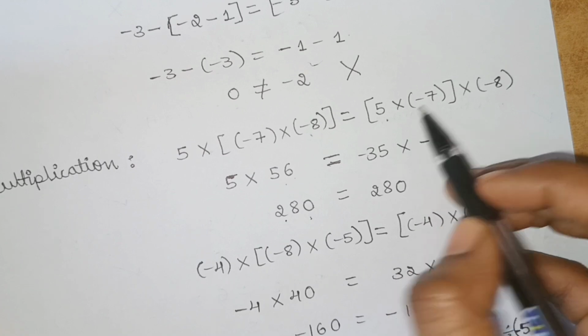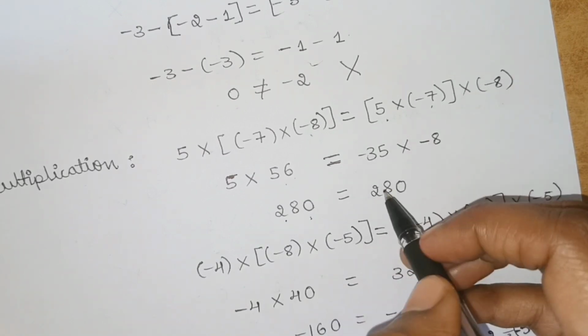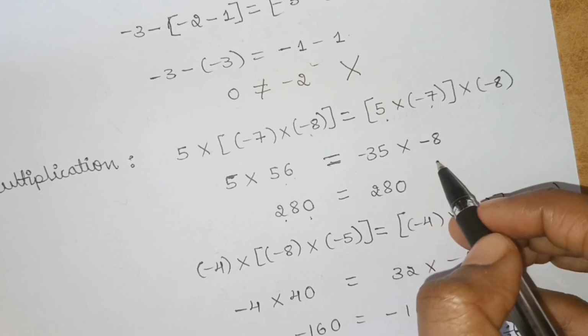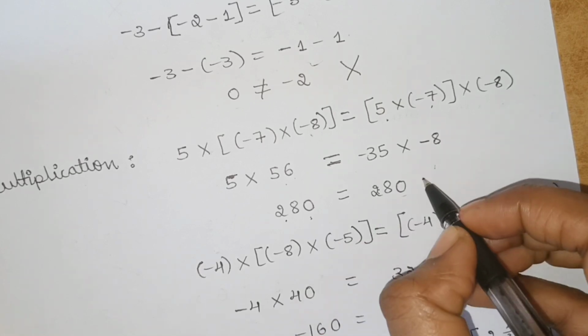Now 5 into minus 7 is minus 35 into minus 8. Minus into minus is plus. 8 5 is 40, remaining 8 3 is 24 plus 4, 28. So 280. So it is associative.